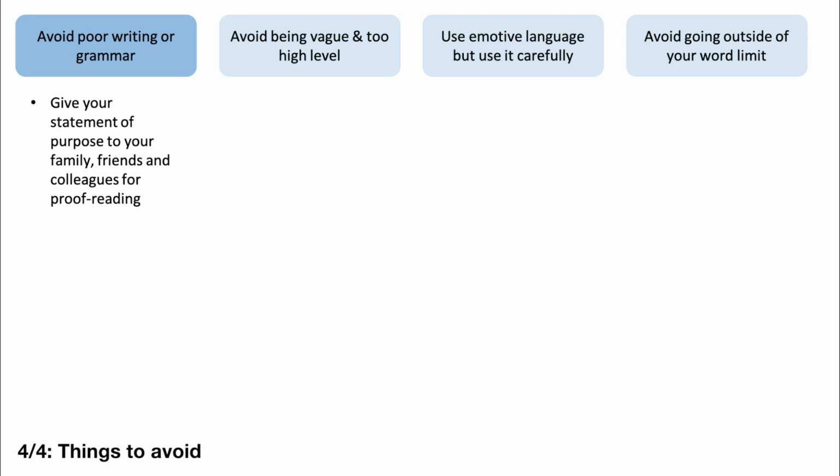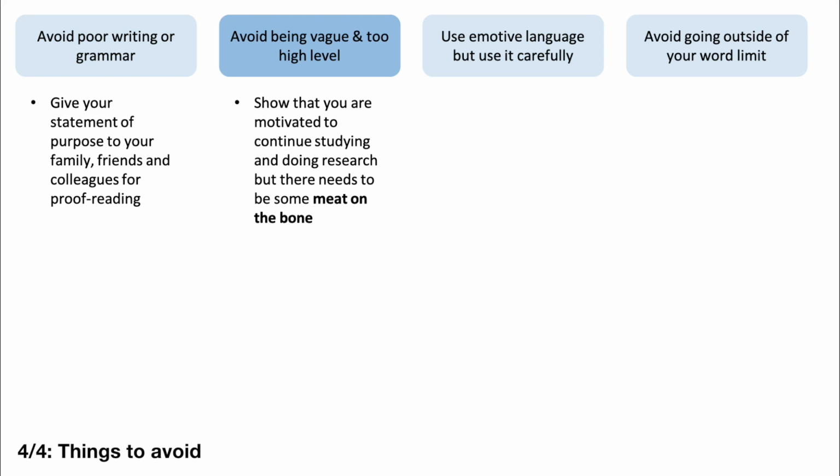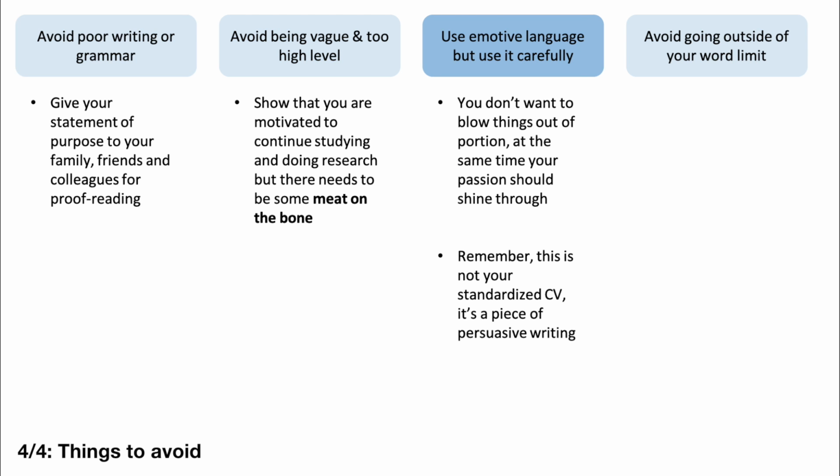First, avoid poor writing and grammar. My suggestion is to give your statement of purpose to your family, friends and colleagues for proofreading. Avoid being vague and too high level. Show that you are motivated to continue studying and doing research, but there needs to be some meat on the bone. Do use emotive language, but be careful to balance it with specific, ideally measurable examples.